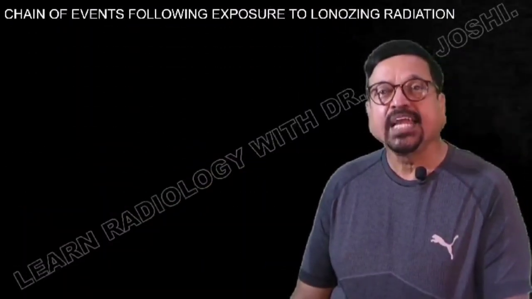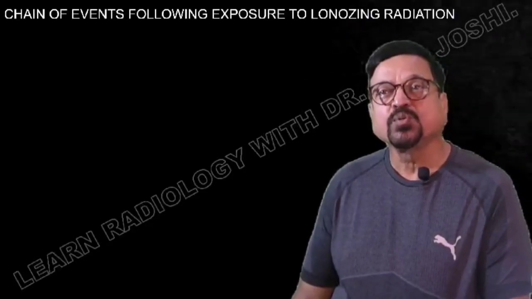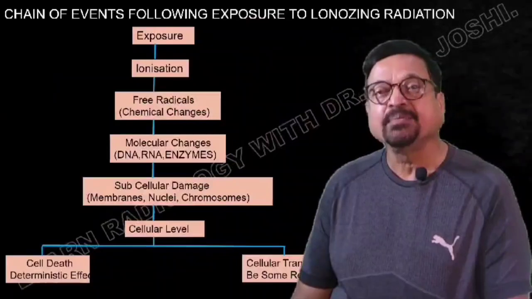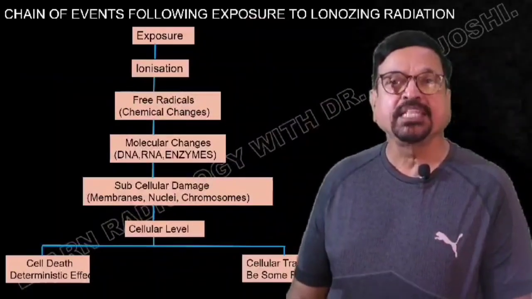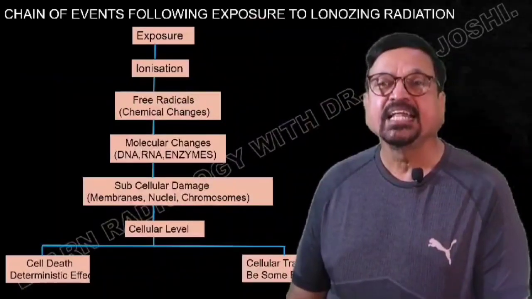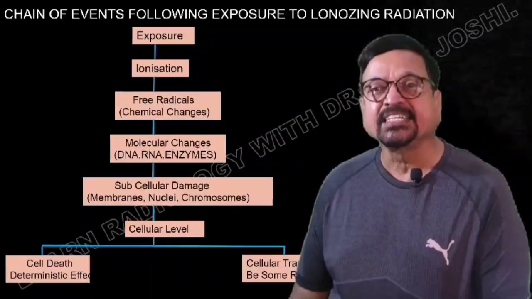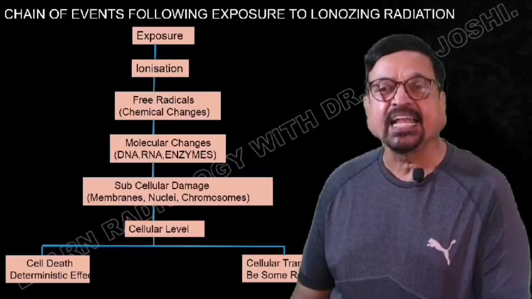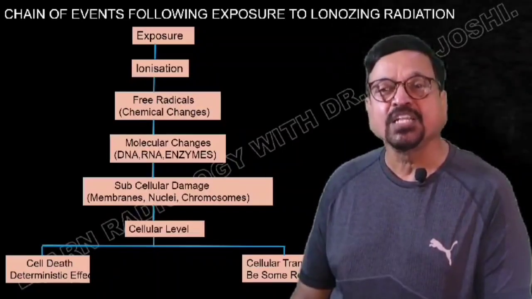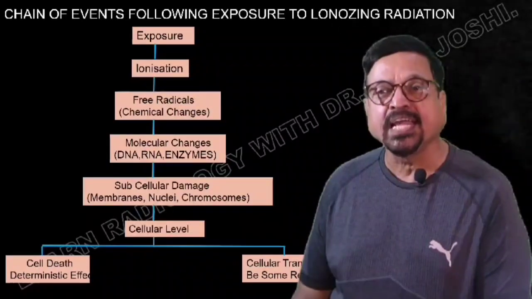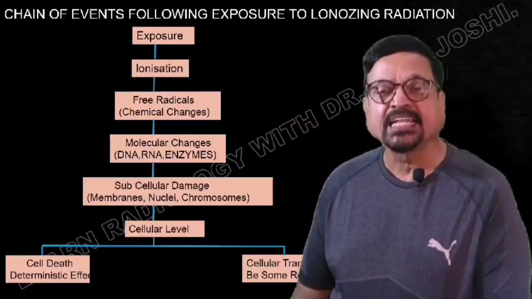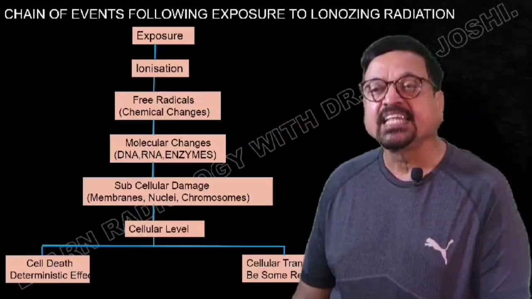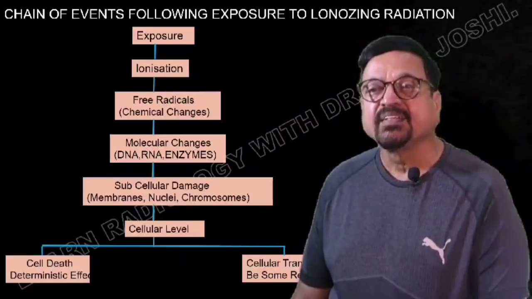Now, the chain of events following exposure to ionizing radiation is described in this chart. First, the exposure will be there, then there will be ionization, then there will be free radicals, that is the chemical change. Then there will be molecular change, that is in DNA, RNA, and in enzymes. Then there can be subcellular damage, that is on the membrane, nuclei, and on chromosomes. Then there can be a change at the cellular level, that is cell death and cellular transformation.